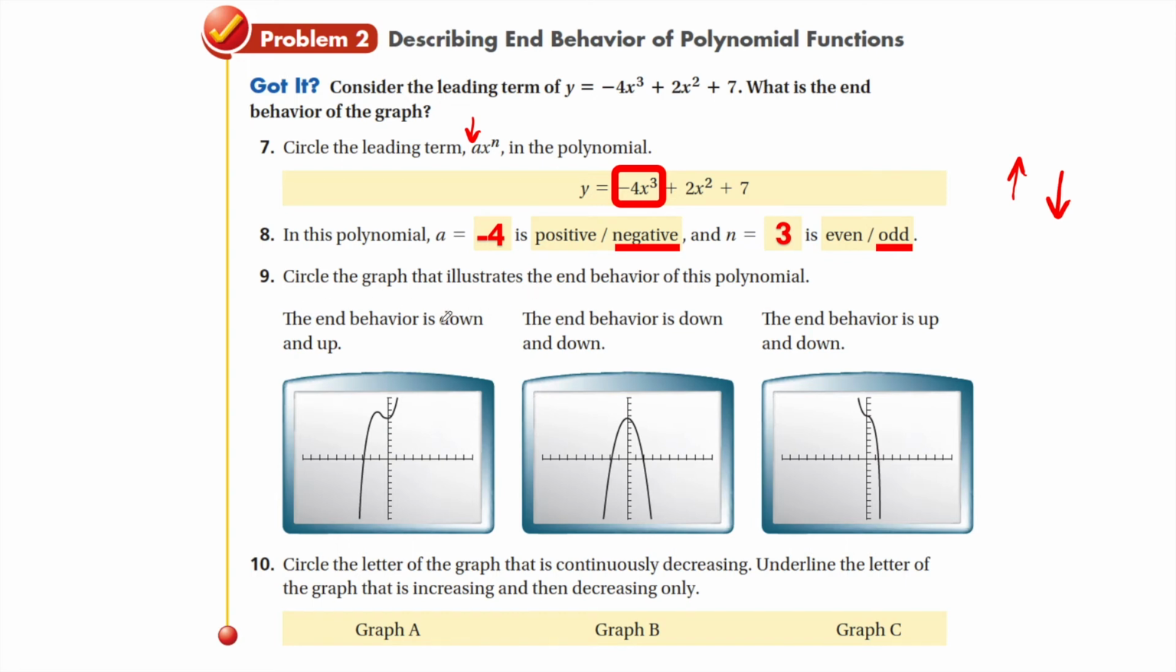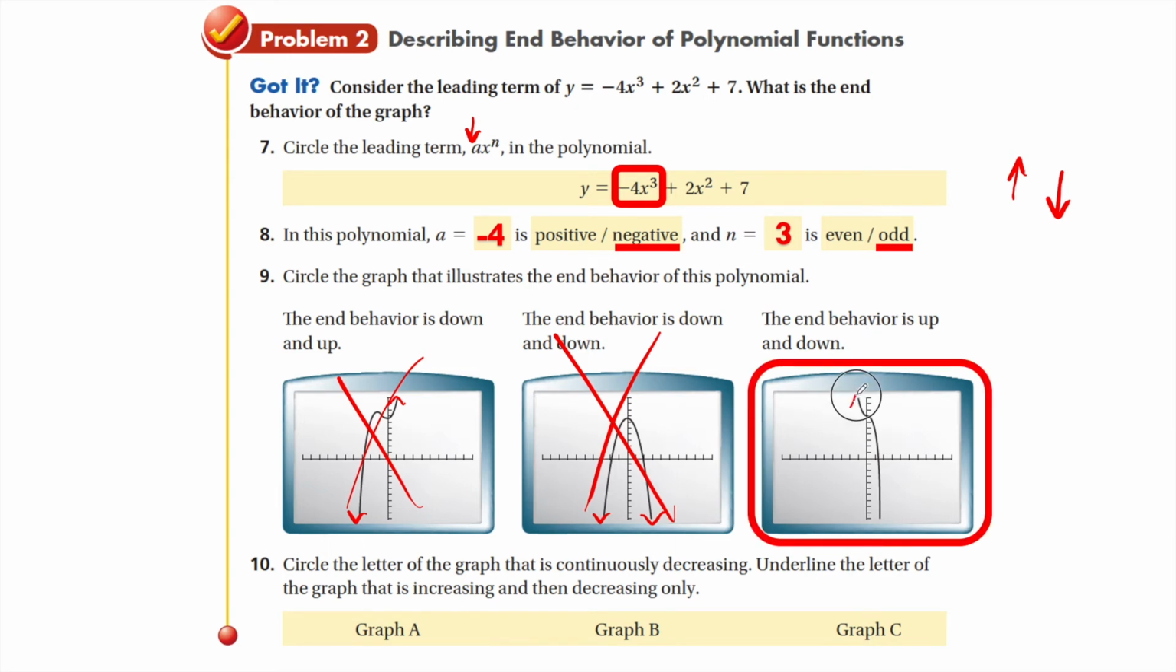Circle the graph that illustrates the end behavior of this polynomial. Well, this one starts low, goes high, so we know it can't be this one. This one is a negative graph. However, they're both going down, which means that this is actually going to be an even exponent, not an odd. So the only one that seems to work is going to be the end behavior that is up and then goes down, which happens to be the third and final choice.